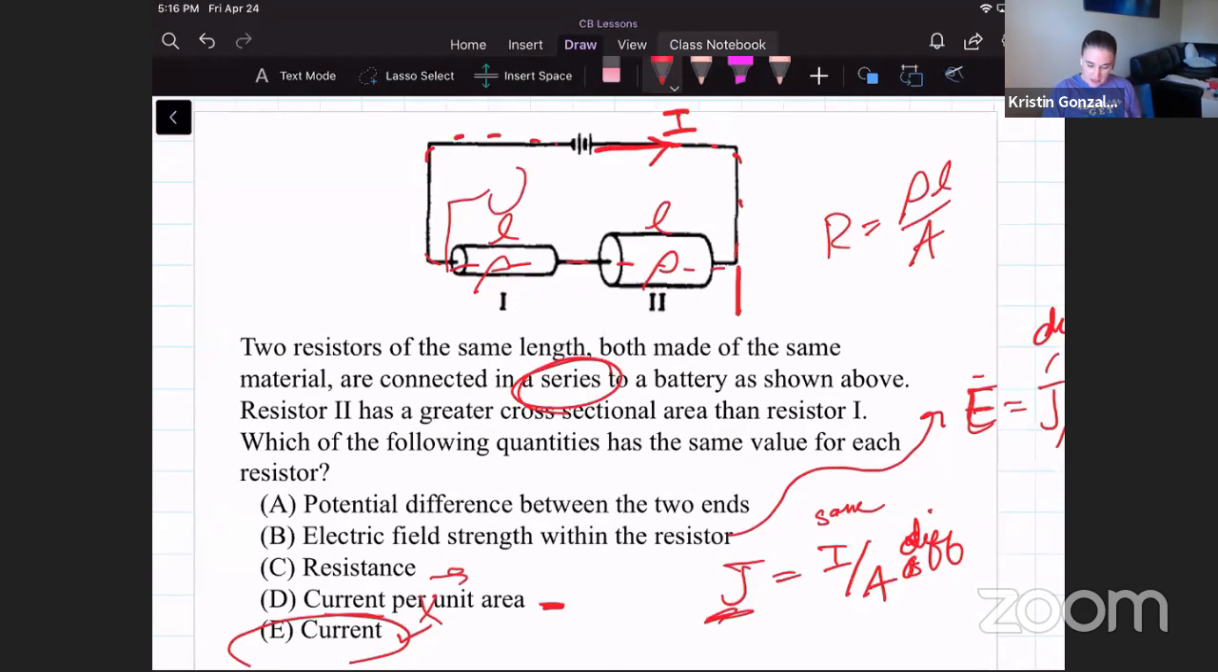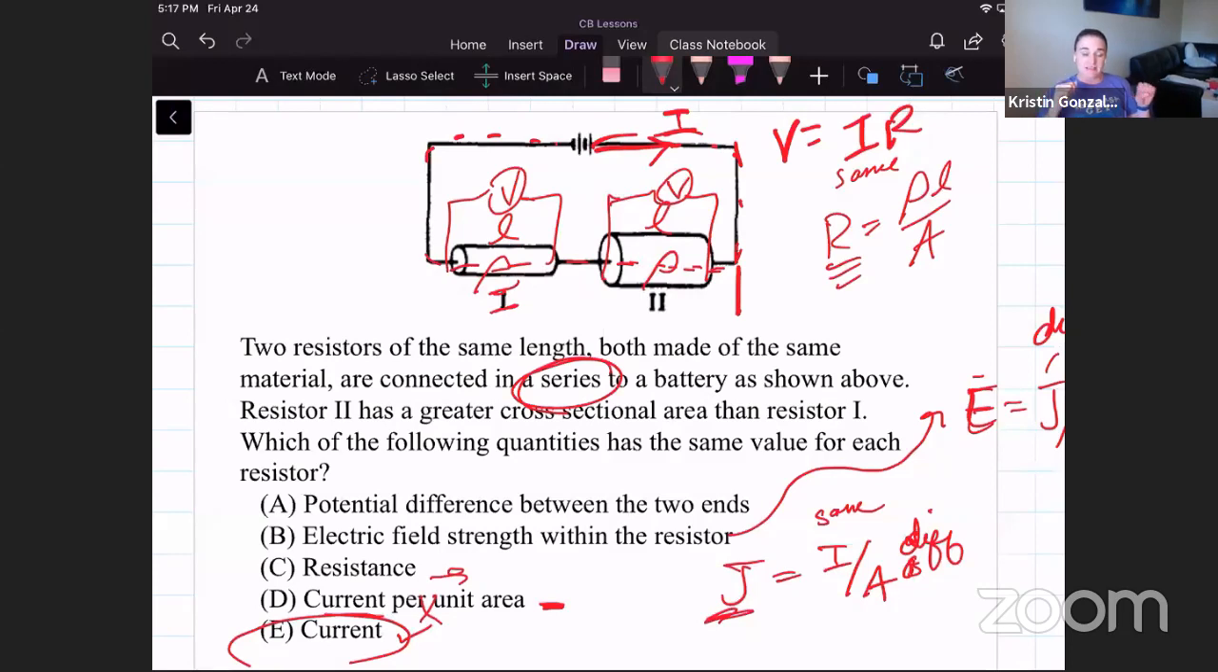Okay, and the potential difference between the two ends. If I put a voltmeter across each of these, why is the potential difference across each resistor different? Their resistance is different. Using Ohm's law, we know they have the same current passing through them, but resistor number one, since it has the same length but a skinnier cross-sectional area, will have a bigger resistance. So for the same amount of current, it would have a greater potential difference across it than number two does.